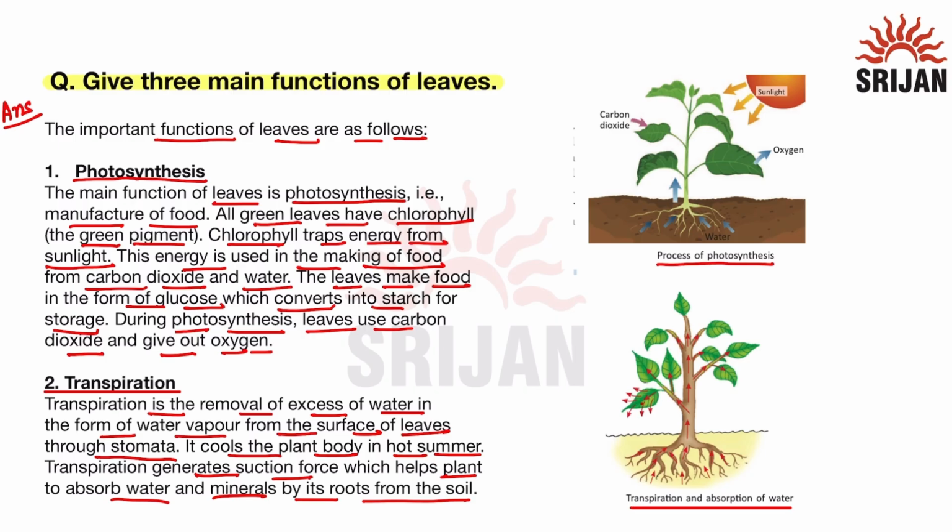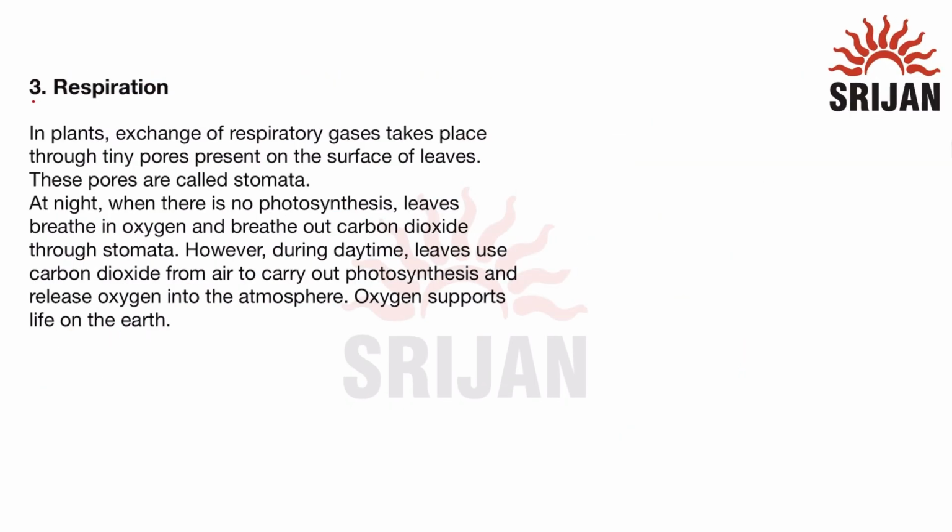So this shows that water is being transpired by the leaves, and it also creates a force through which the water and minerals are being absorbed by the plant through the roots, and water and minerals are going to the various parts of the plant. Now the third function which is performed by leaves is respiration.